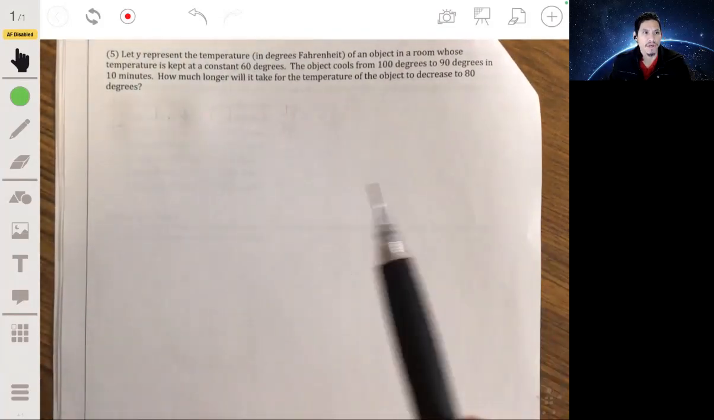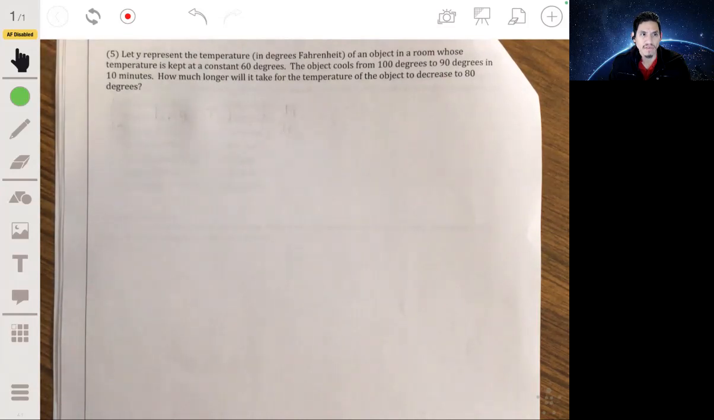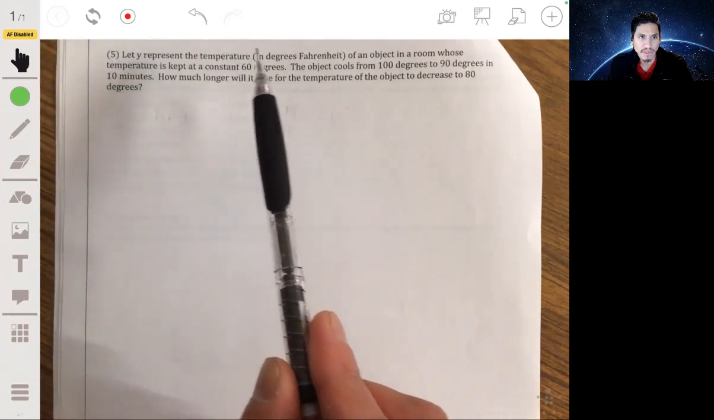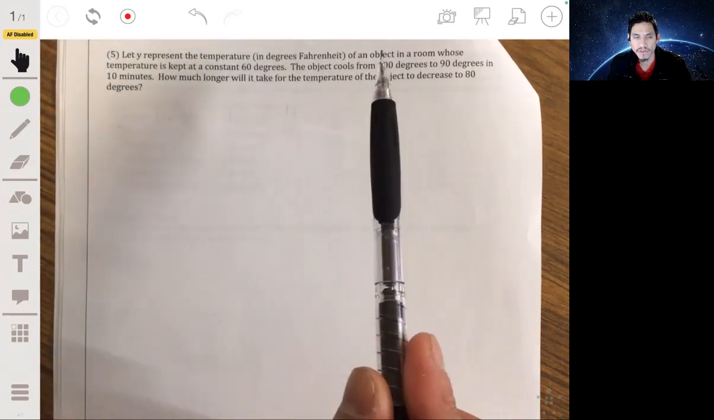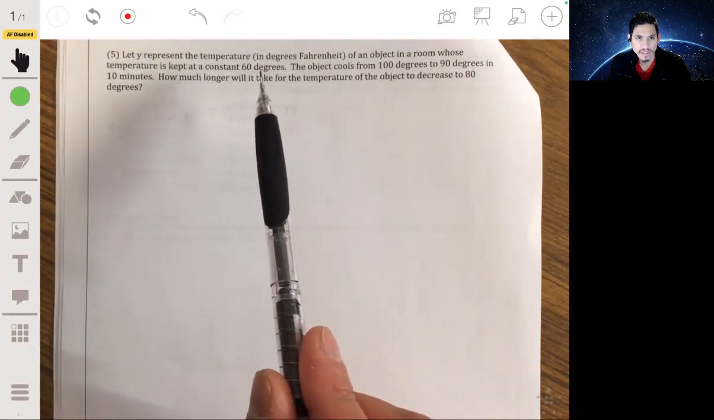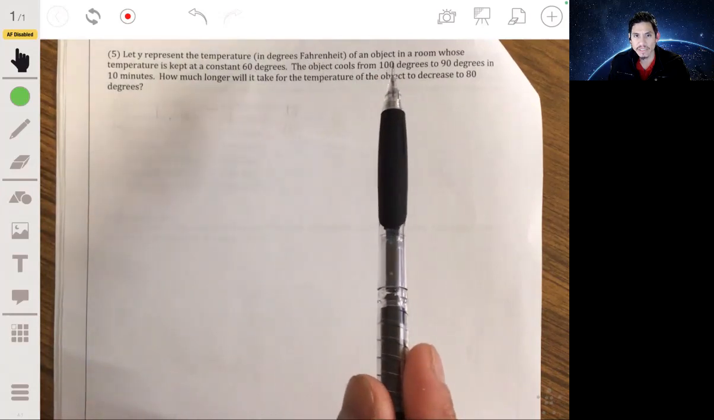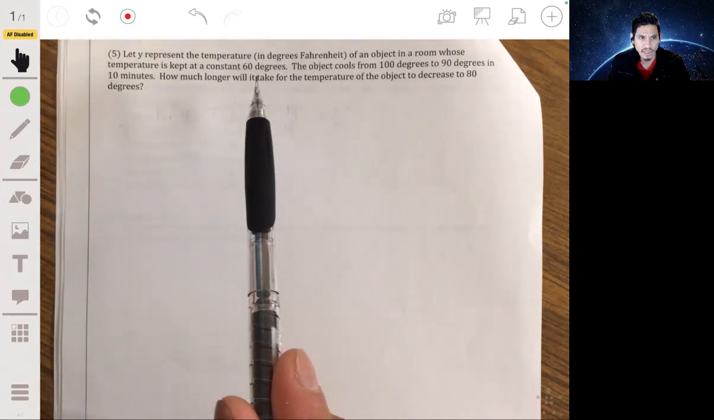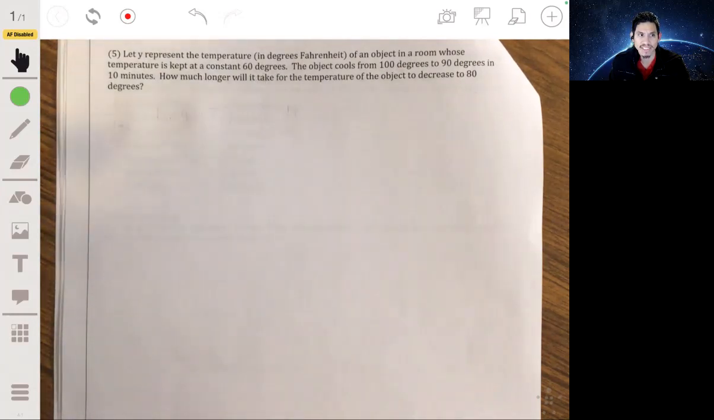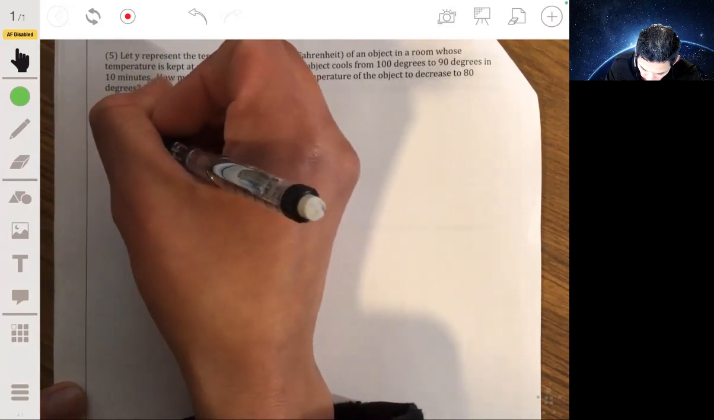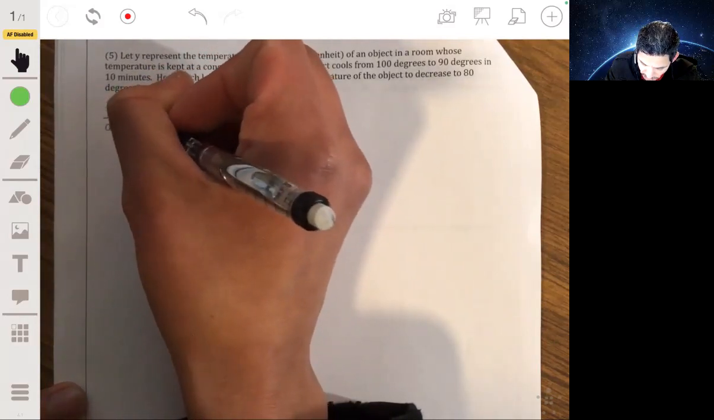All right, so in this video, we're going to go over an example problem involving Newton's law of cooling. Here we have that y represents the temperature in degrees Fahrenheit of an object in a room whose temperature is kept at a constant 60 degrees. The object cools from 100 degrees to 90 degrees in 10 minutes. We have to figure out how much longer it will take for the temperature of the object to decrease to 80 degrees.